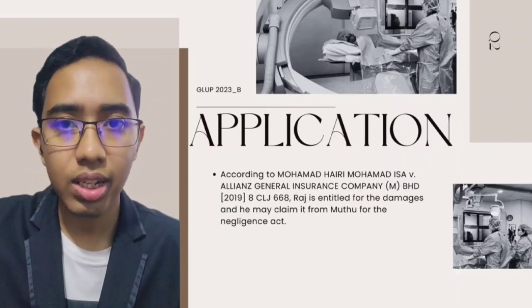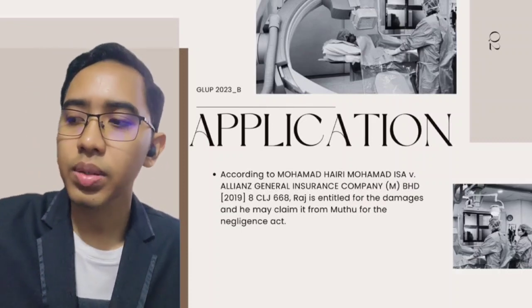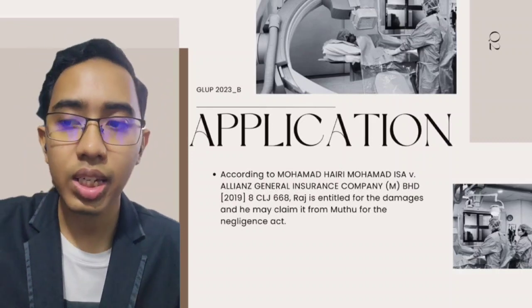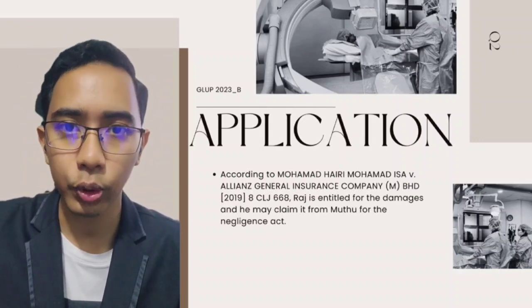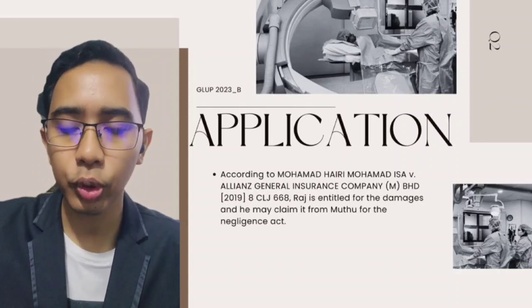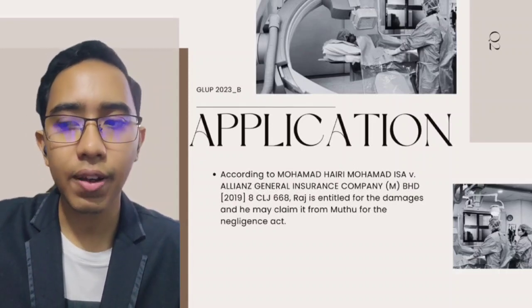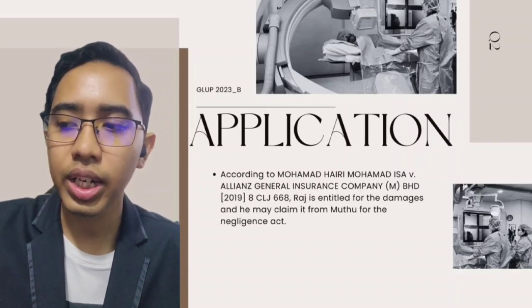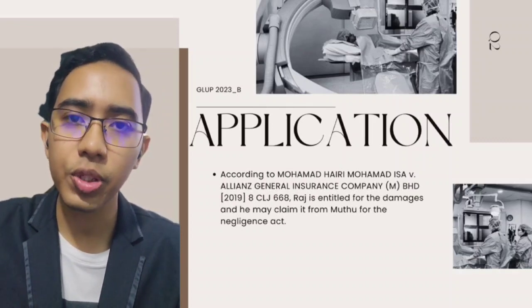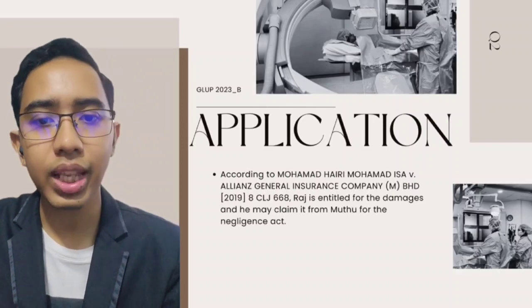So in a nutshell, Raj, being an injured party whose son has died in the motor accident, is entitled to file this action in negligence against Muthu and also claim damages from Muthu which extend to pain and suffering, loss of amenities, nursing and assistance, loss of earnings, bereavement and also special damages. That's all from me. Thank you.